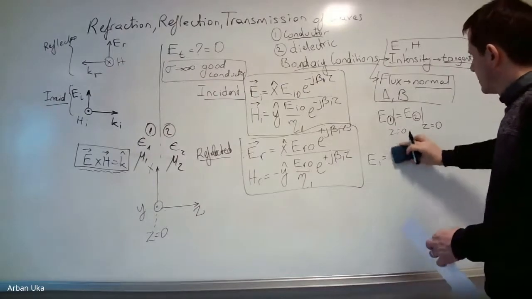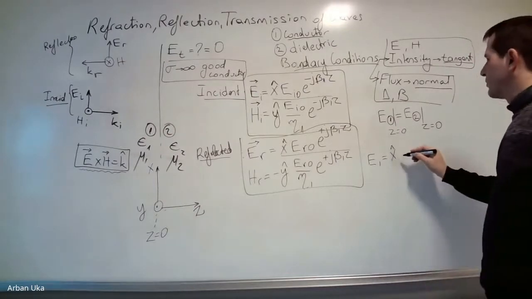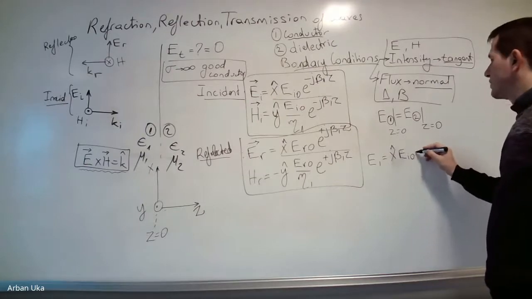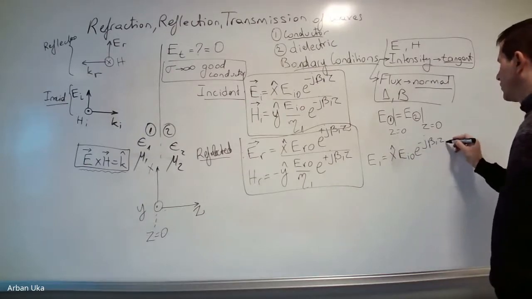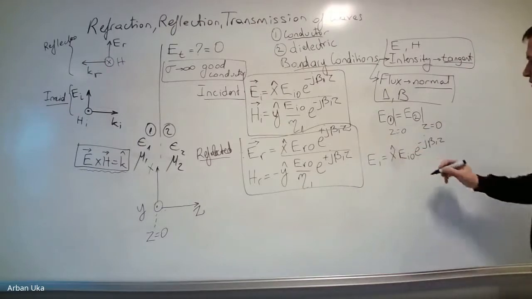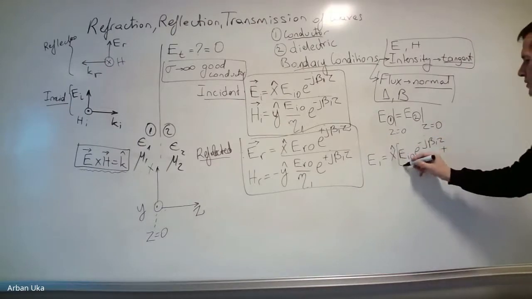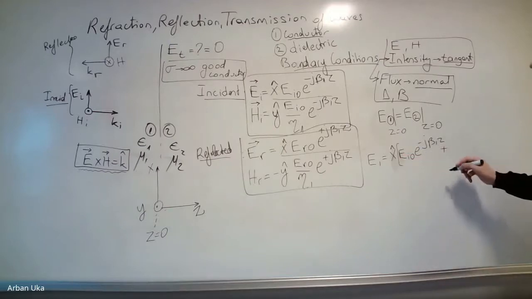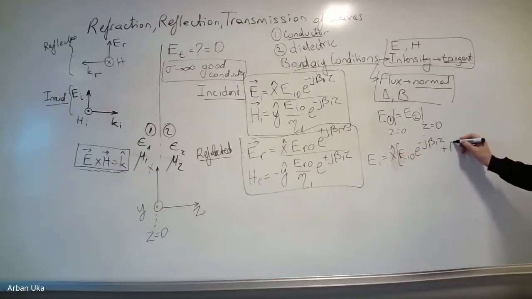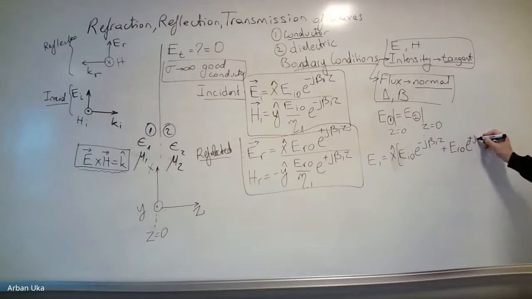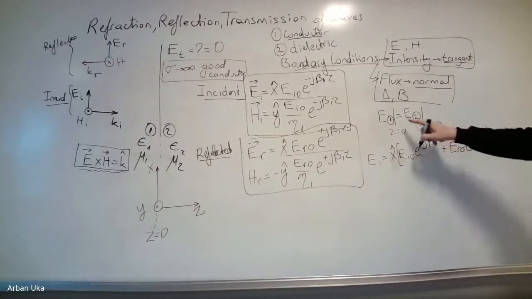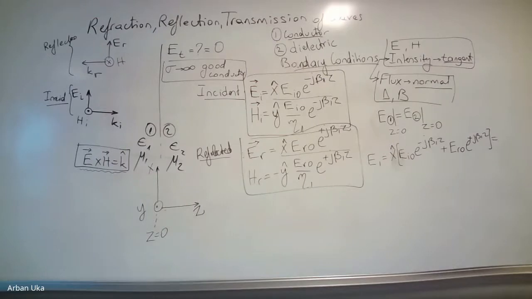So then it looks like this: E1 is equal to a_x, the unit vector in the x direction, times E_I0 e to the power minus j beta 1 z, plus, we can even put parentheses here because the direction of a_x is the same, E_R0 times e to the power plus j beta 1 z. So this is E1, and this is equal to E2. What is E2? This is simply 0, and if this is equal to 0, what can we say?